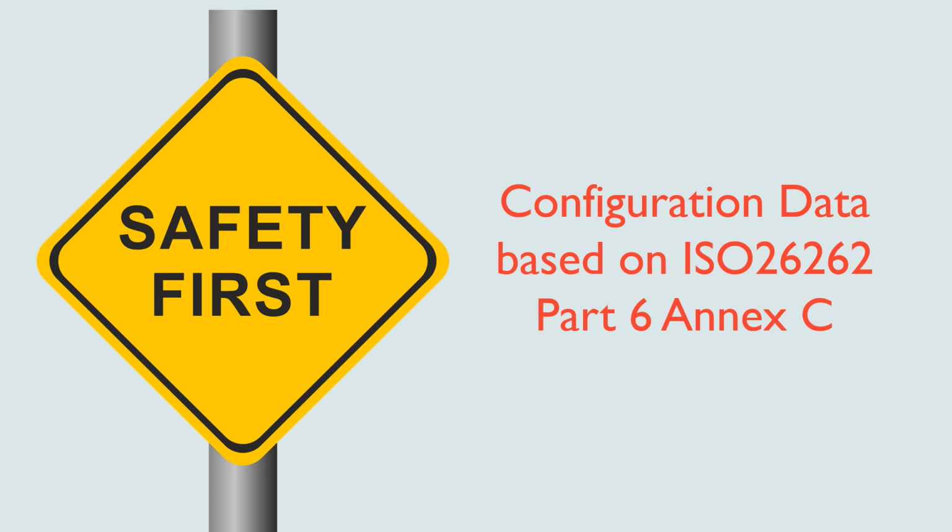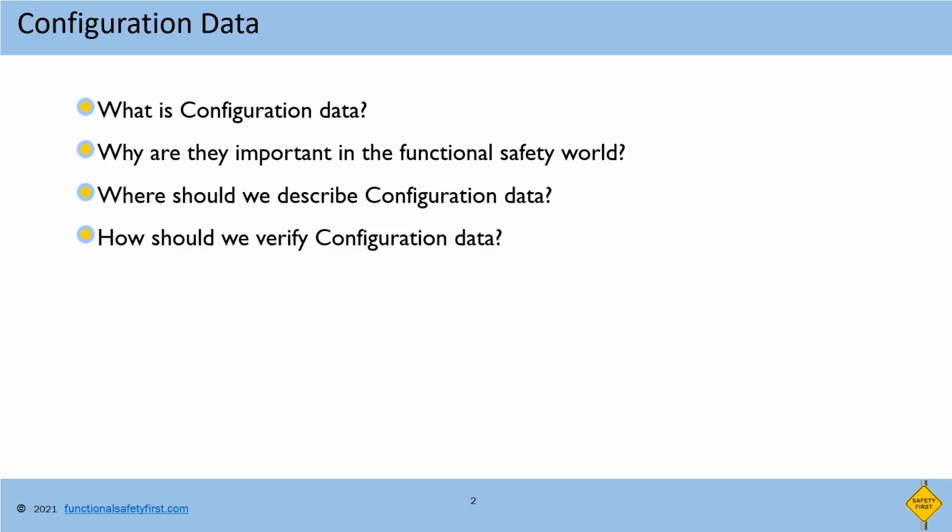The topic for today's video is configuration data as described in ISO 26262 Part 6 Annex C. In this video, we will help you understand the following aspects. What is configuration data? Why are they important in the functional safety world? Where should we describe them? And how should we verify them?